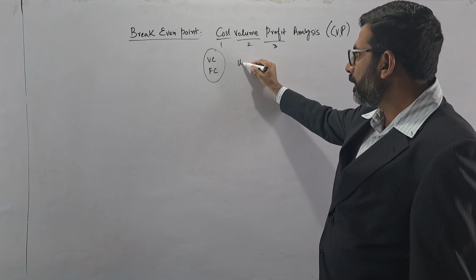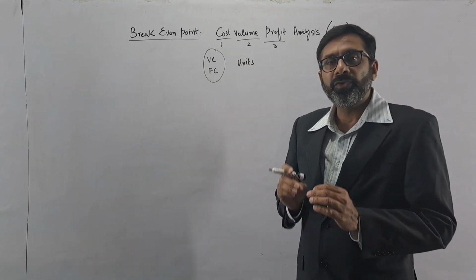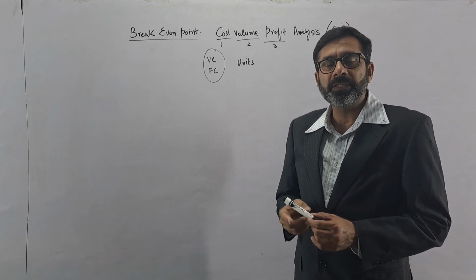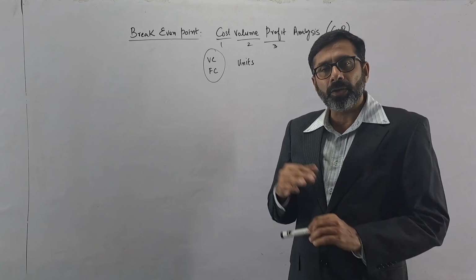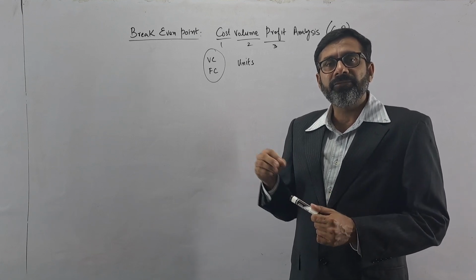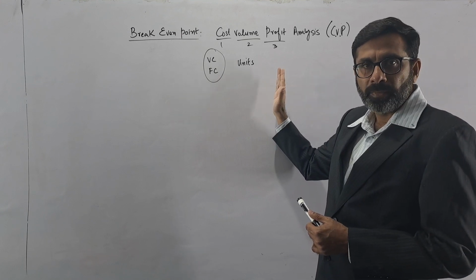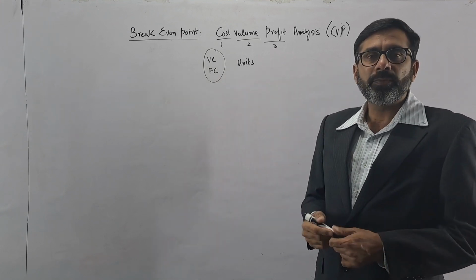Now, in the same way, what is the volume? Volume is the number of units. They are selling 100 units, they are selling 10,000 units. Obviously, with each number of units they are selling, there's an effect on the cost and also an effect on the profitability. And what is obviously the profit?